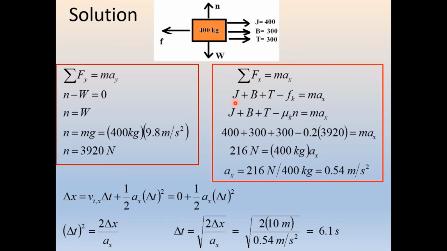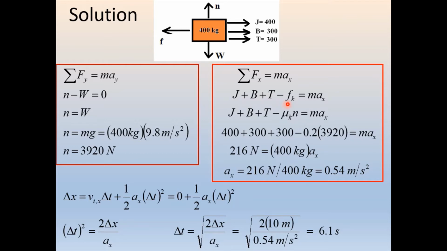We're going to add Joe plus Bob plus Tim, and then we have to subtract the friction force over here because it's pointing in the opposite direction. So we're going to say minus F sub K, just to remind us this is kinetic friction. The crate is sliding across the floor. So this is the net force. J plus B plus T minus friction is equal to ma, right? This is Newton's second law.